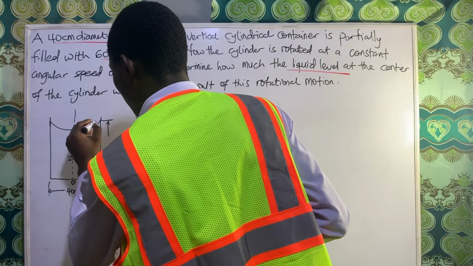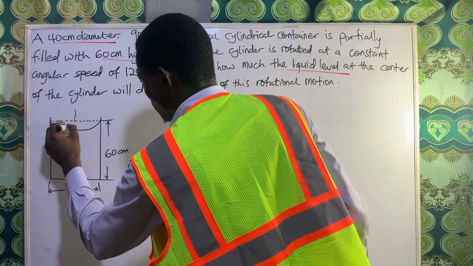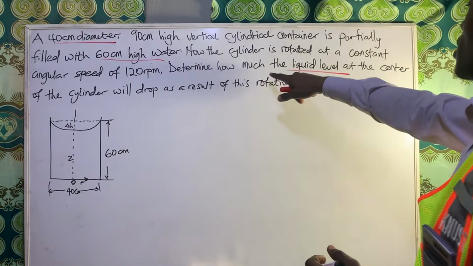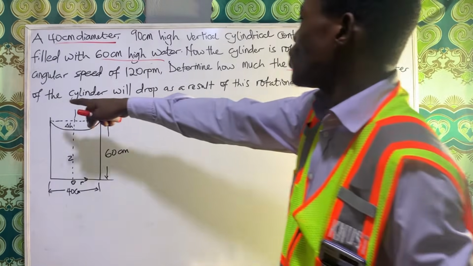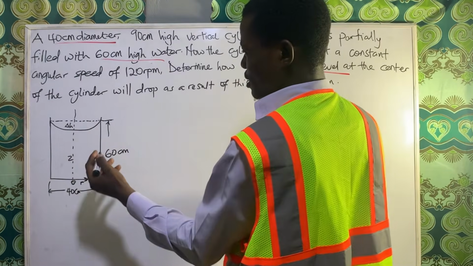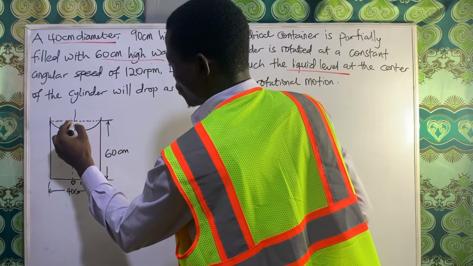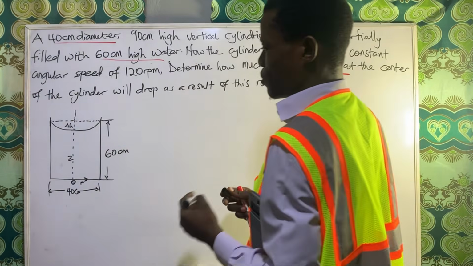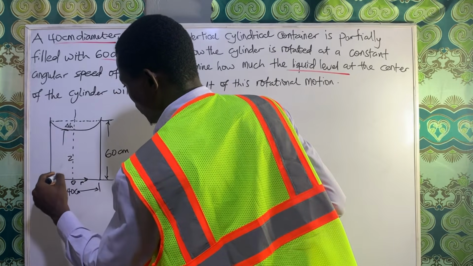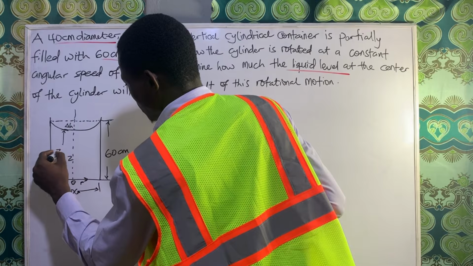Now what is left for us? We can draw a dotted line from here to the end there, where this side will be our change in H. And that's what we have to find. We have to find how much the liquid level at the center of the cylinder will drop, from here to this side when it's being rotated. In this diagram, I've assumed it to be rotated. From this distance to this distance is what we have to find. And from this center to this side is our ZS.